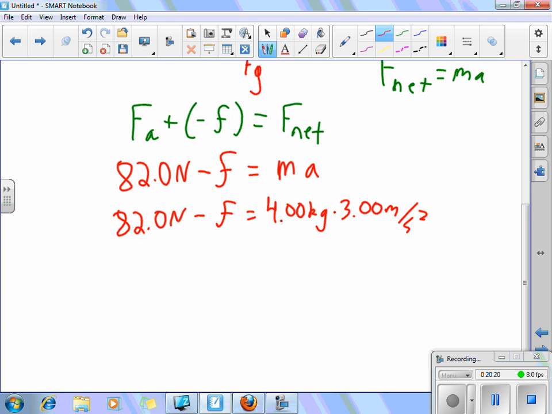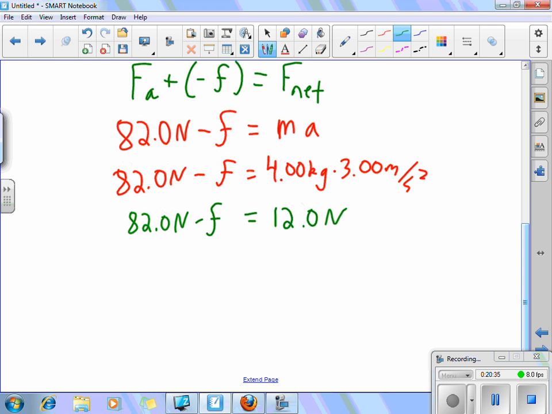And really, this is it. We just have to solve this. We end up with 12 newtons over here. Kilograms times meters per second squared makes newtons. 82 newtons here minus friction. And then what I'm going to do is I just need to move stuff around. So I'm going to move friction to the other side.